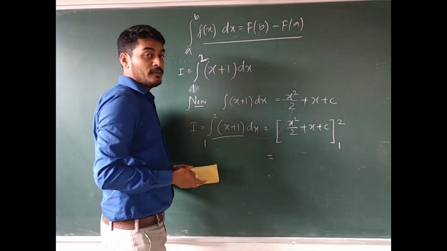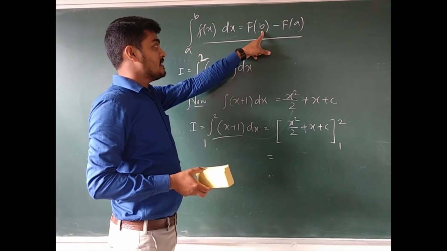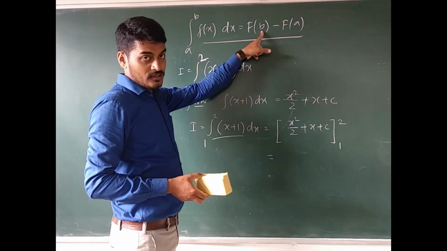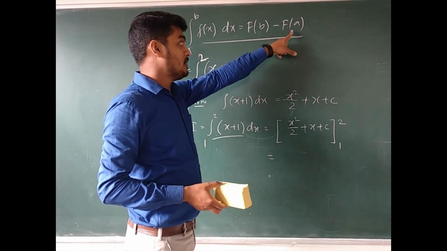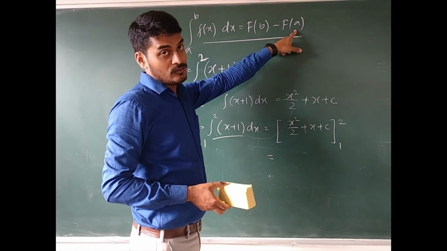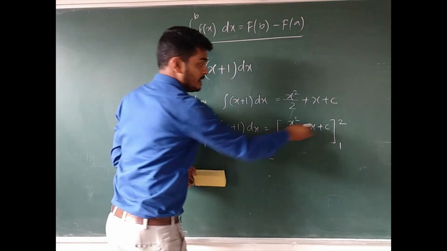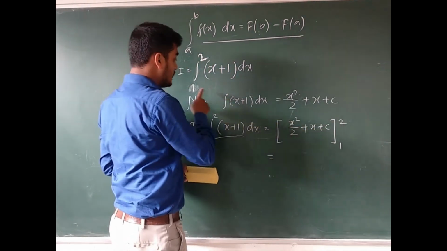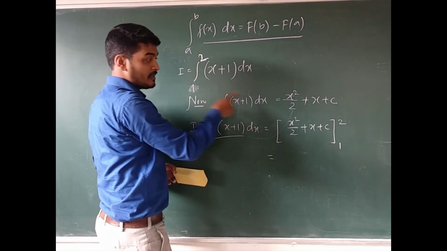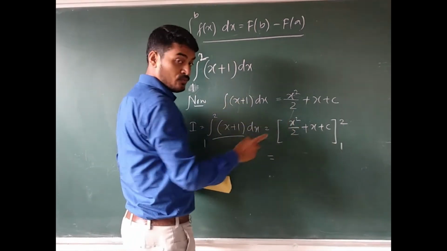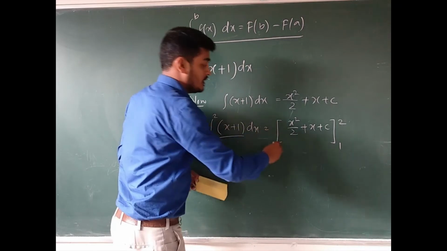Then you have to put the lower limit. F of b means wherever x is there, in place of x you have to put b, and wherever x is there you have to put the value a. So here in place of x we will consider that b is equal to 2 and a is equal to 1. First I will solve for b, that means I will solve for 2, minus solve for 1. So what will be the answer?